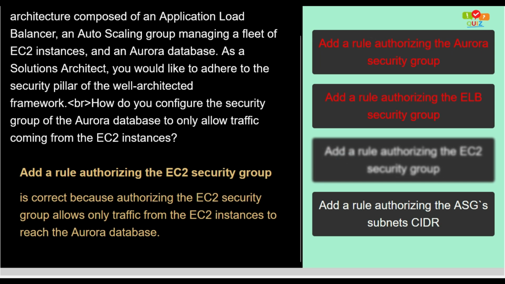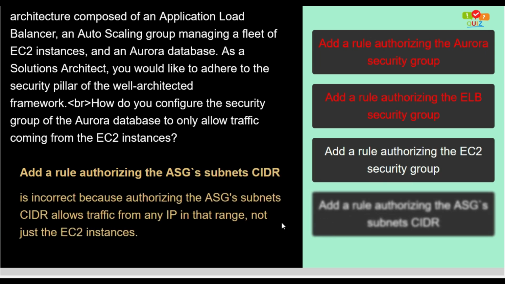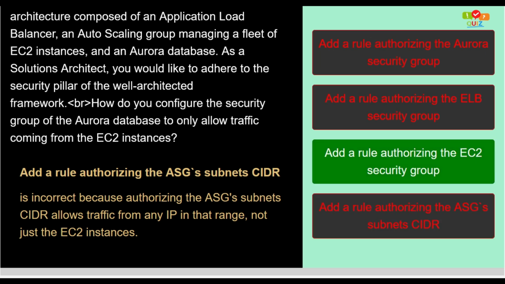Option 3, add a rule authorizing the EC2 security group, is correct because authorizing the EC2 security group allows only traffic from the EC2 instances to reach the Aurora database. Okay. Option 4, add a rule authorizing the ASG subnets CIDR, is incorrect because authorizing the ASG subnets CIDR allows traffic from any IP in that range, not just the EC2 instances. Okay, so this is also the wrong answer. At the end, the correct answer is option 3, add a rule authorizing the EC2 security group.